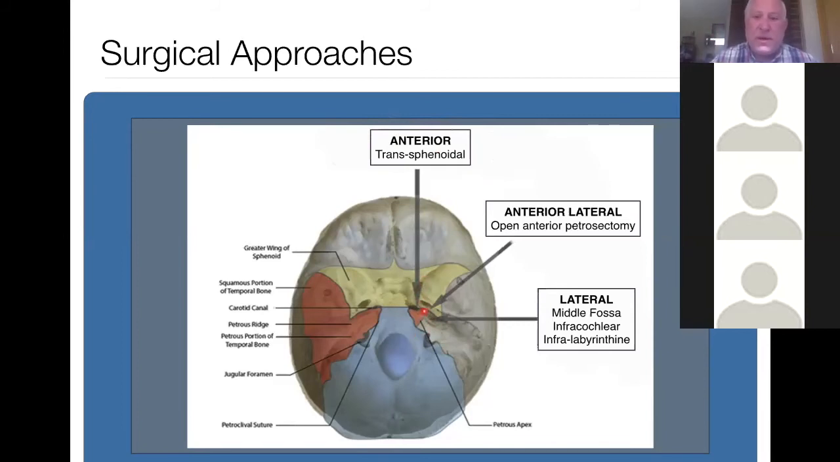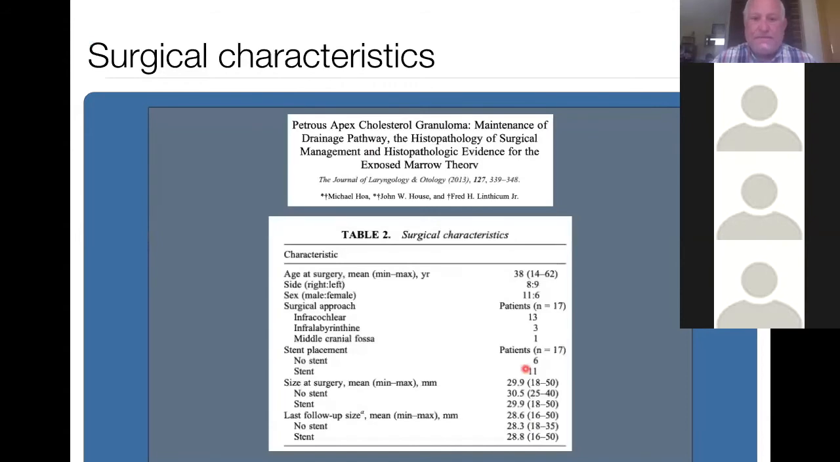Anterior lateral, I can't talk much about this because I've got zero experience or knowledge about it, but I can talk about the lateral approach, the lateral skull base approach using middle fossa, infra-cochlear, and infra-labyrinthine. A lot of words, a lot of stuff to know here, but I'll try to make it simple for you.